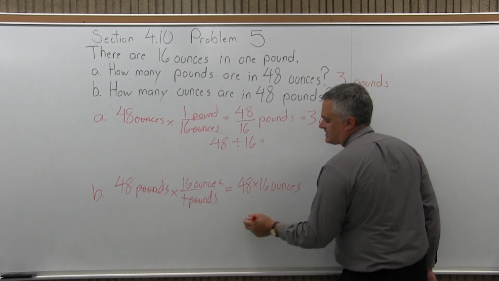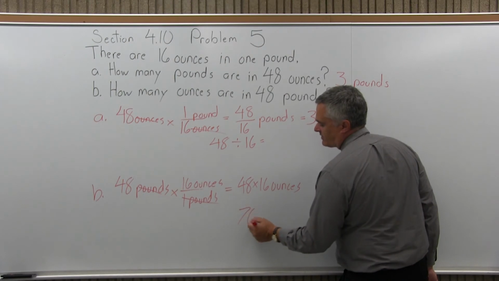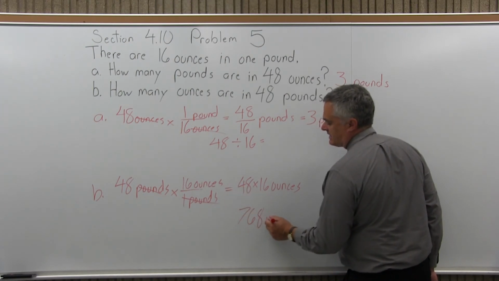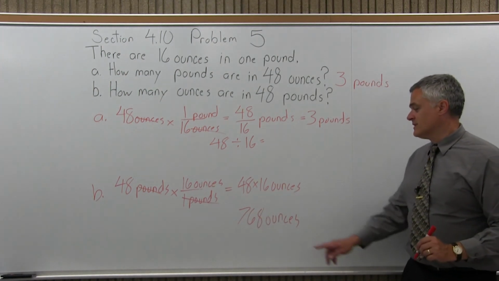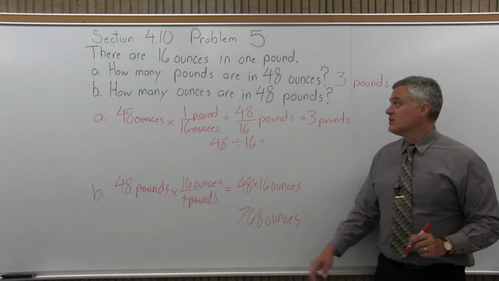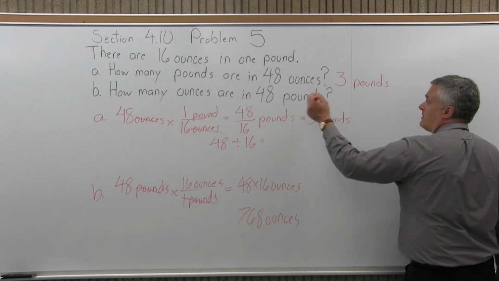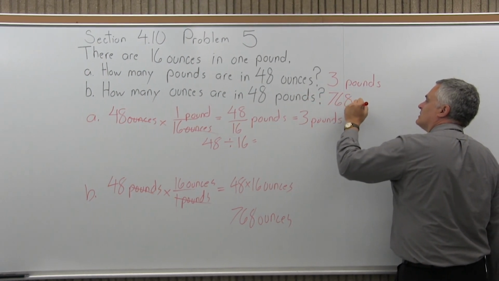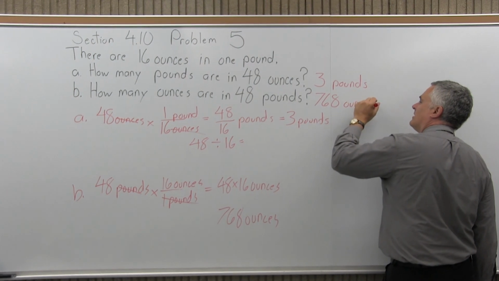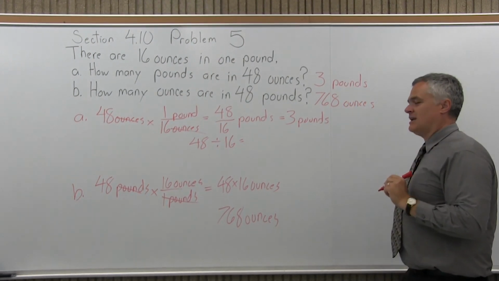Now, 48 times 16, you can use a calculator if you have other tricks. It comes out to 768. Again, make sure you include your units of measure, because that's the point of this section. It's in ounces, so we can put that next to Part B. The answer for B is 768 ounces. 48 pounds is equivalent to 768 ounces.